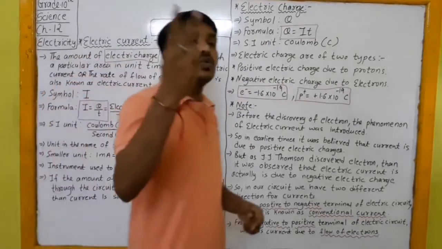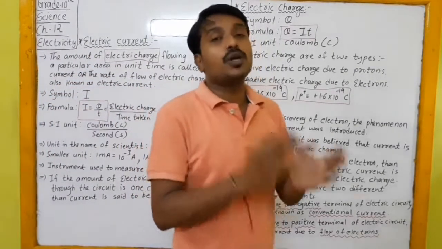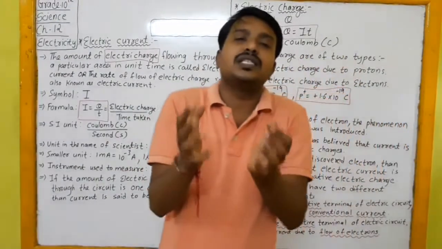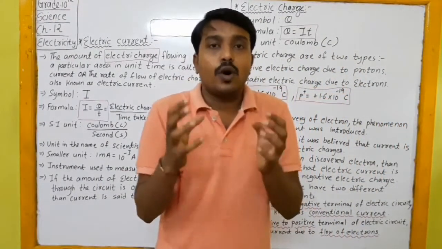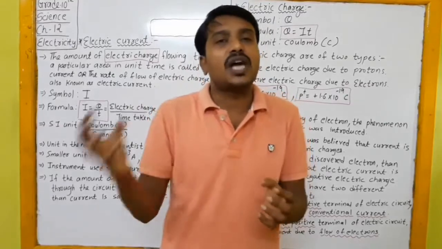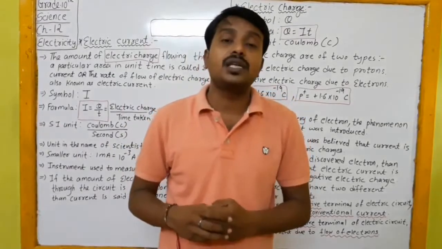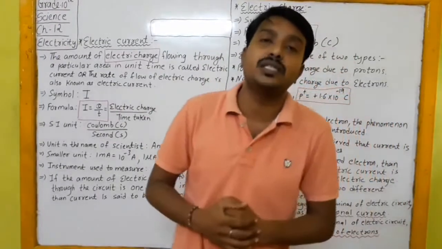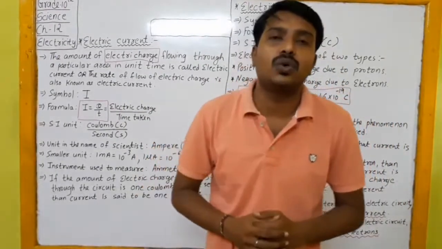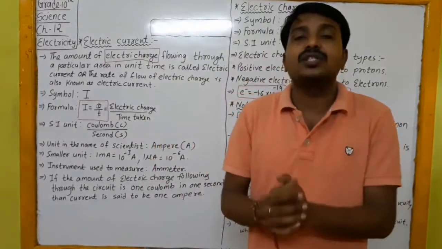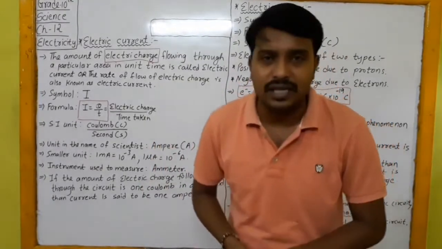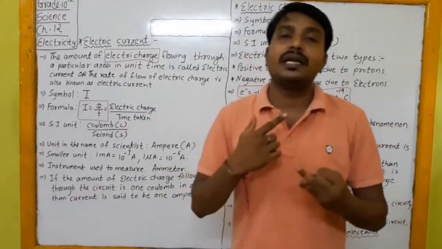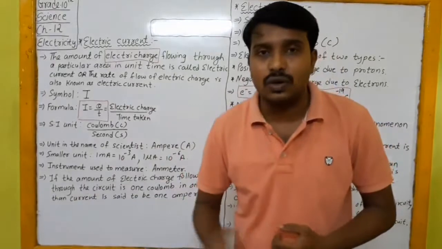Dear student, we have two types of electric charge: positive electric charge and negative electric charge. The positive electric charge is due to the proton. The positively charged proton creates the charge known as positive electric charge, and the charge generated due to the negatively charged electron is known as negative electric charge. So we have two types of electric charges: positive electric charge due to protons and negative electric charge due to electrons.